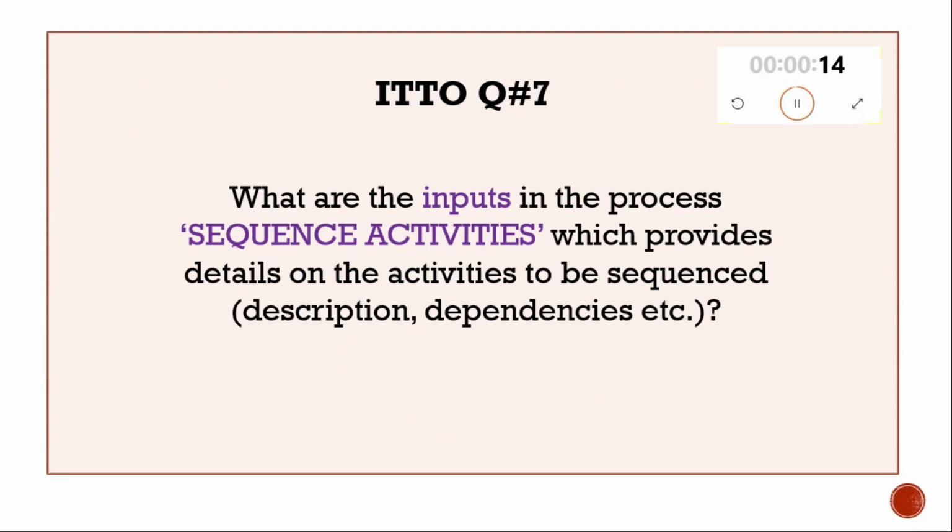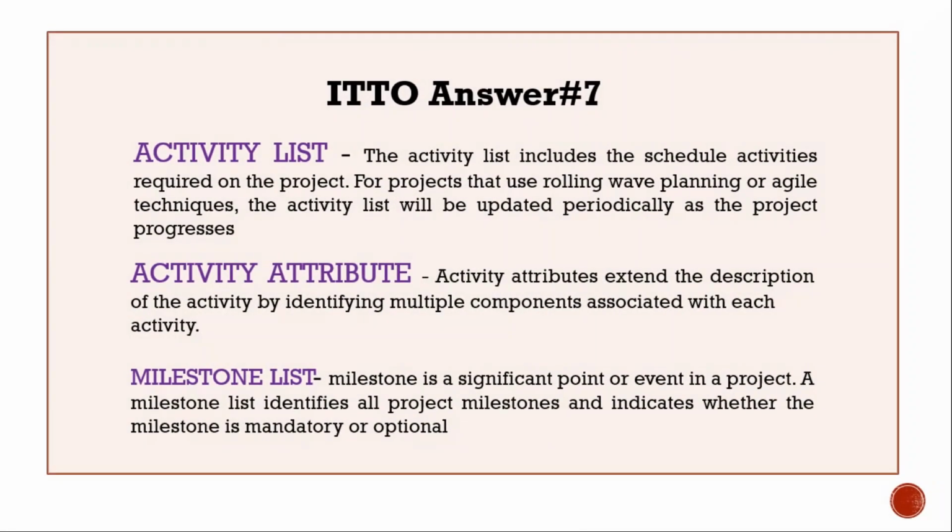ITTO question number 7. What are the inputs in the process sequence activities which provides details on the activities to be sequenced? For example, description, dependencies, etc. Answer 7. Activity list, activity attribute and milestone list. Check the slide for descriptions against each one of them.